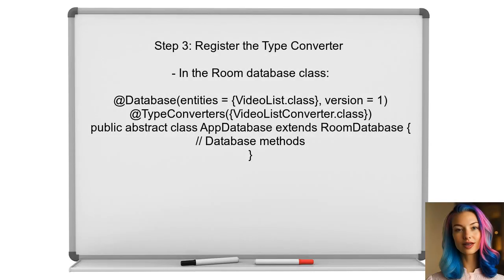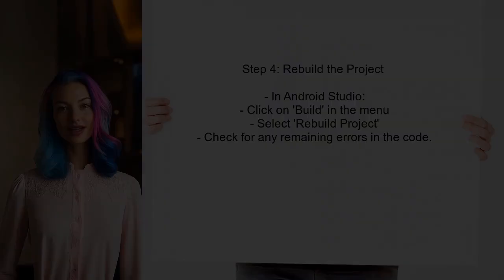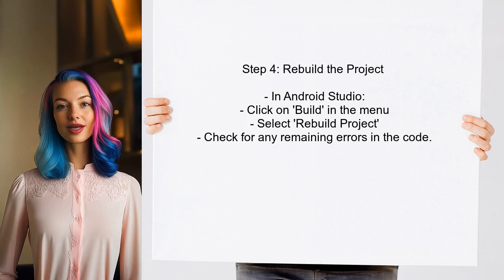After creating the type converter, the user must register it with the Room database. This is done in the database class where the user defines their Room database. Finally, the user should rebuild their project to ensure that the changes take effect. This will allow Room to recognize the new type converter and resolve the error.